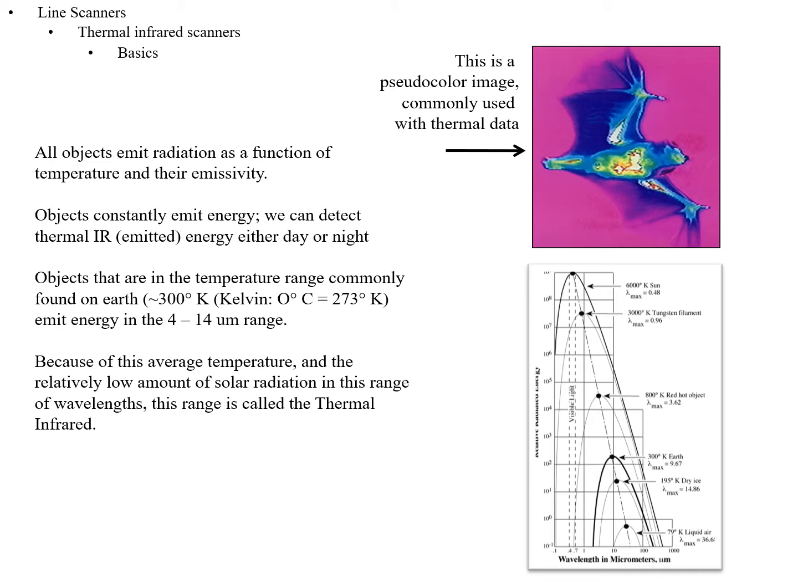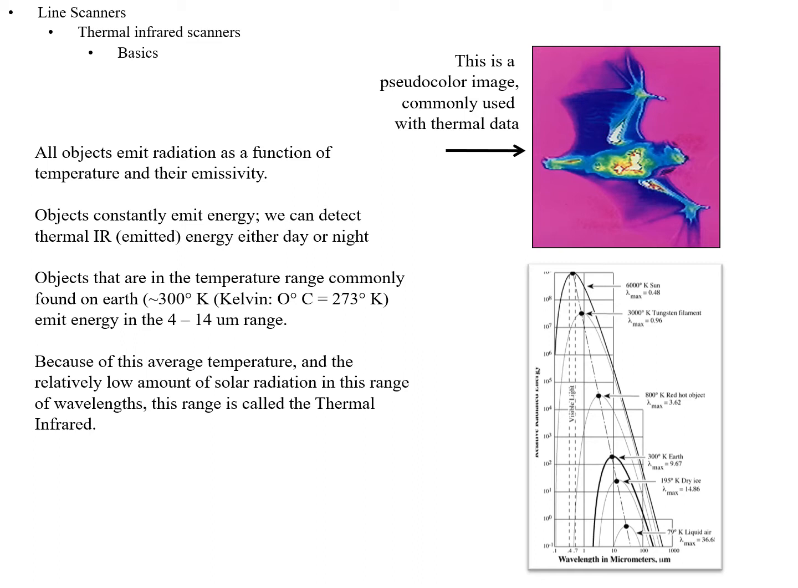So all objects emit radiation as a function of temperature and emissivity. They constantly emit energy. We can detect thermal energy emitted during either the day or night. So we can observe objects at night if we want to. Objects that are in the temperature range commonly found on Earth, which is about 300 degrees Kelvin, or 27 degrees Celsius, they all emit energy in the 4 to 14 micrometer range.